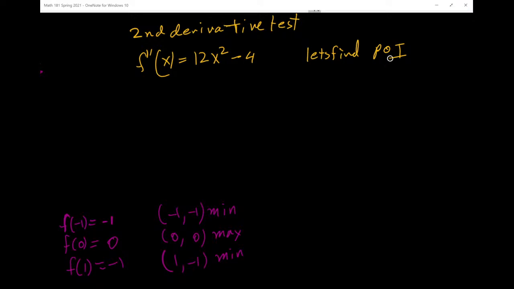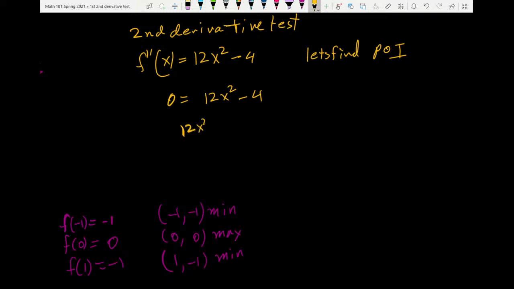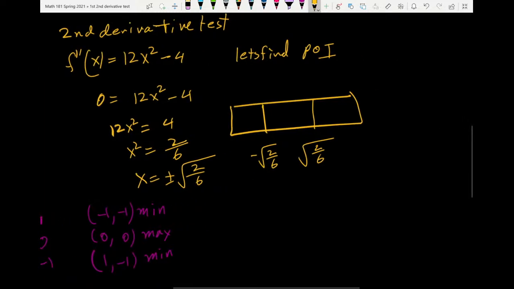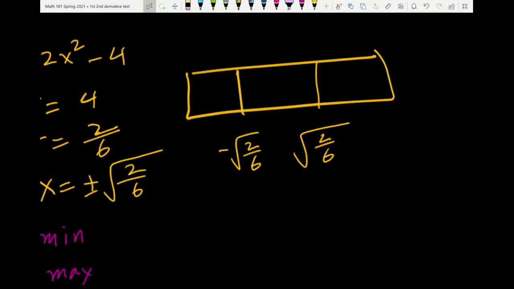Now, again, for the point of inflection, we've got to find the critical point. Here we have 12x squared minus 4, so you get 12x squared equal to 4, x squared equal to 1/3... so x is plus or minus this. So that's my point of inflection. Any question right now regarding the point of inflection?